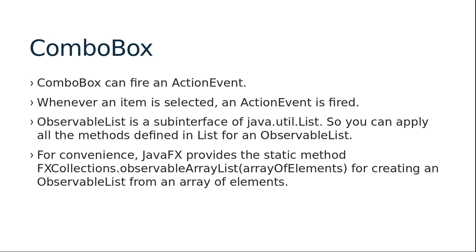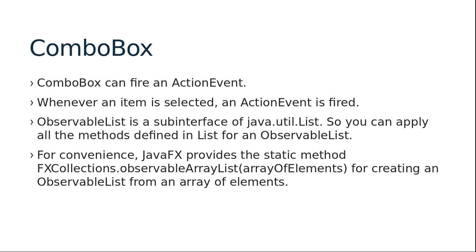Now you can add multiple items in this combo box, and those elements are nothing but a list. To be specific, this list can be an observable list. It is a sub interface of the List interface, which is there in the java.util package, and as it is a list, it can use all list methods.